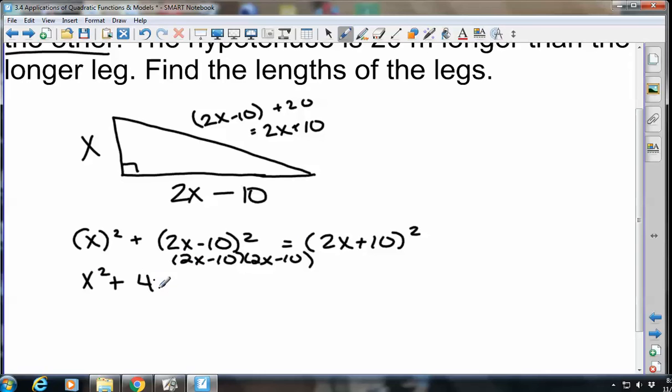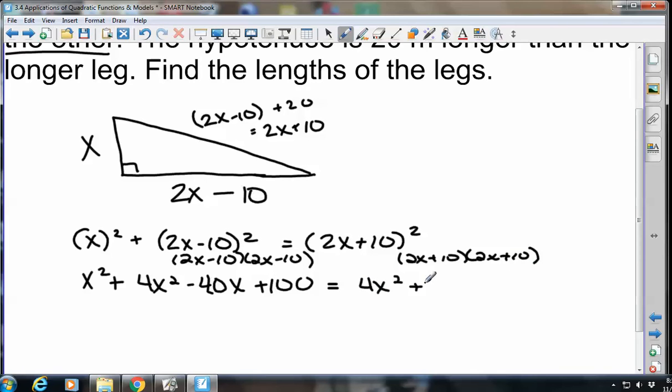So that would be 4x squared minus 20x, minus 20x would be minus 40x, plus 100. This one we have 2x plus 10. So if I FOIL that, I get 4x squared plus 20x plus 20x, so that'd be plus 40x plus 100. Alright. Now what? Add like terms, okay?